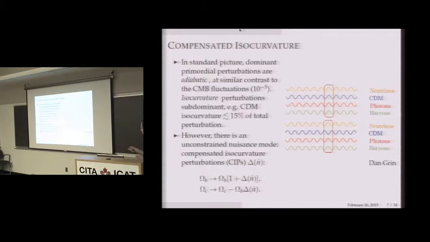Currently, isocurvature perturbations, for example, between dark matter and other components, are constrained to be less than 15% of the total. But there's one mode of isocurvature perturbations in particular that's not very well constrained. And that is called a compensated isocurvature perturbation. It happens if you have a fluctuation in the baryon density that's exactly canceled by a corresponding fluctuation down in the dark matter density.